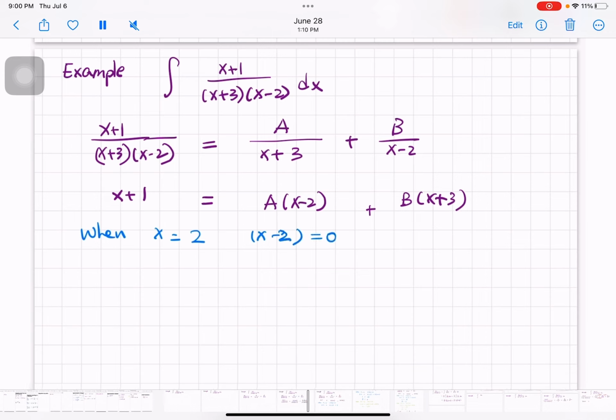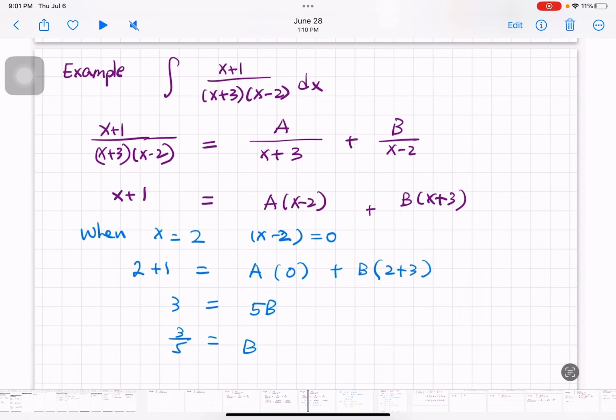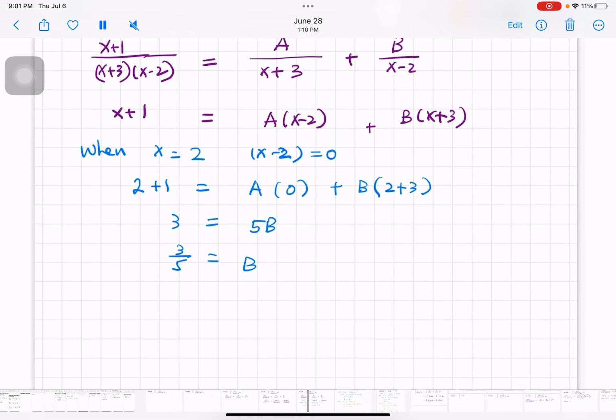By finding the x value that will make x minus 2 equal to 0, which is 2. So when x equals 2, 2 plus 1 equals A times 2 minus 2, which is 0. So I only end up with B: B times 2 plus 3, which is 5B, equals 3. So B is equal to 3 over 5.